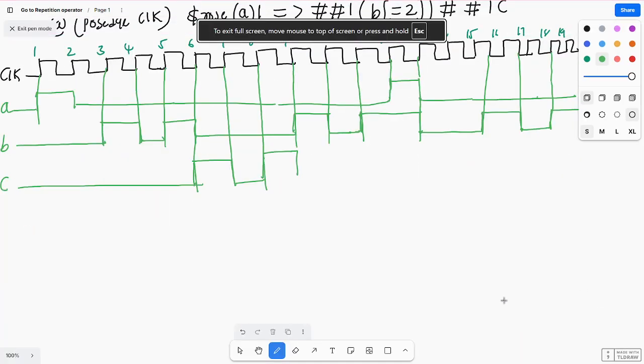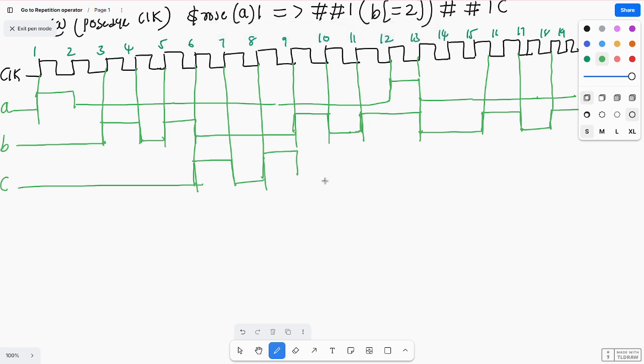So again at the 14th cycle it will be 1, and at the 15th cycle, again it becomes 1, then again this becomes 0. For assertions, drawing this timing diagram is somewhat difficult. It will be time-consuming.